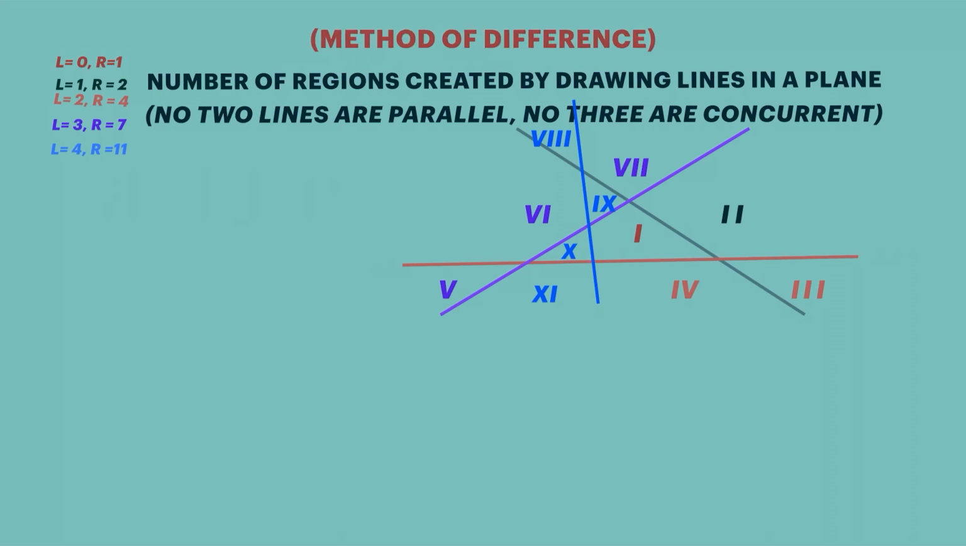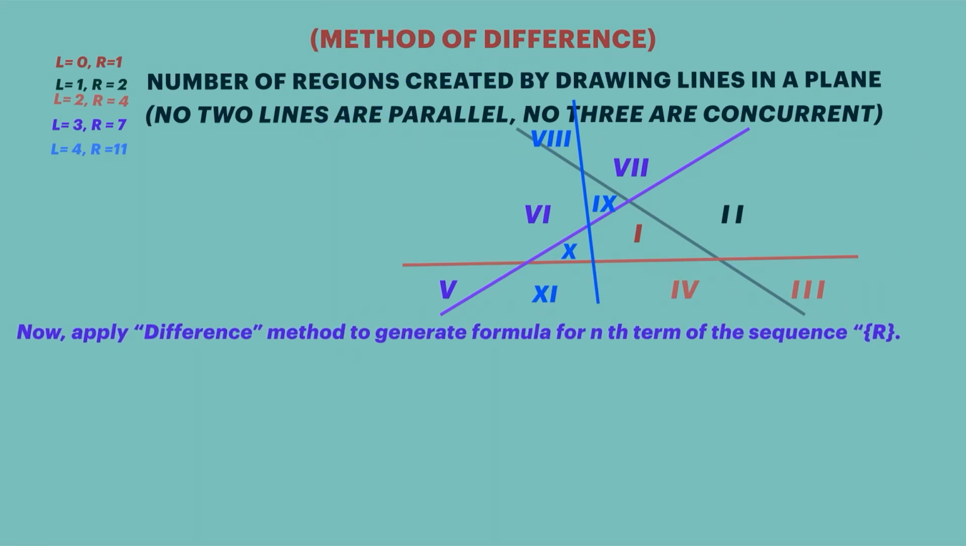Now we have to find the nth term of the sequence R, and we apply the difference method, because this sequence belongs to a polynomial sequence. Polynomial means in its nth term, the expression of n will be like n square plus n plus 2, or n cube plus n, or like this. These are called polynomials of n.